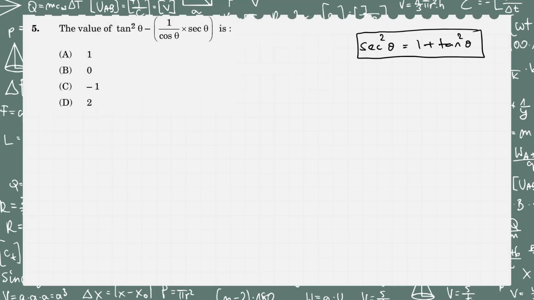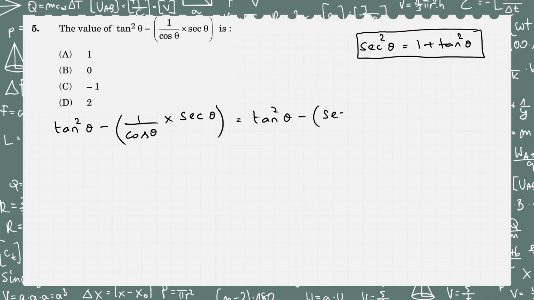The value of tan square theta minus of 1 by cos theta into secant theta is, we have to find it out. So let us take the value given. First of all, we can write this 1 by cos theta as secant theta. So this will become secant theta into secant theta. So that will be secant square theta.